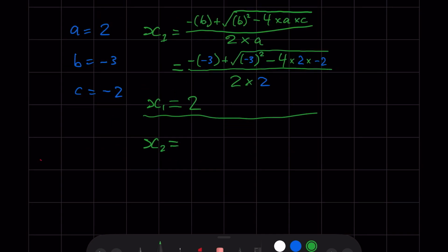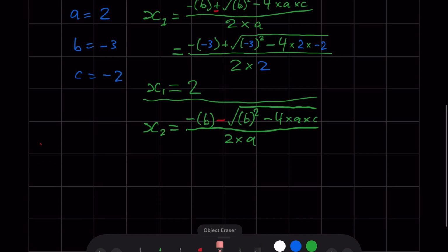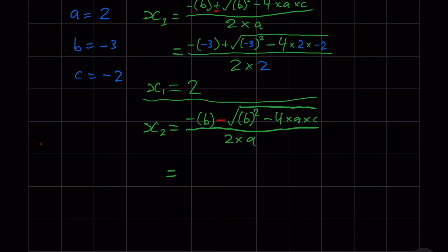Now we do the same thing with x2 to find our second x-intercept. Remember that the formula is exactly the same, except that instead of being plus, we are minusing. So we go negative b minus the square root of b squared minus 4 times a times c. All of that is over 2 times a. So now we write in our values.